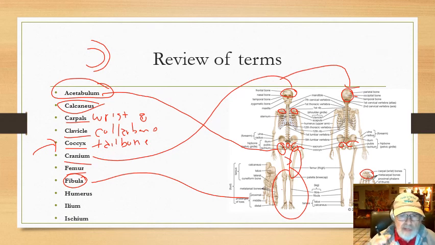If you feel around the ankle, you'll feel a bump on the lateral side of the ankle. And that's the very end of the fibula down in the area down here, which is called the fibular malleolus, right about here.